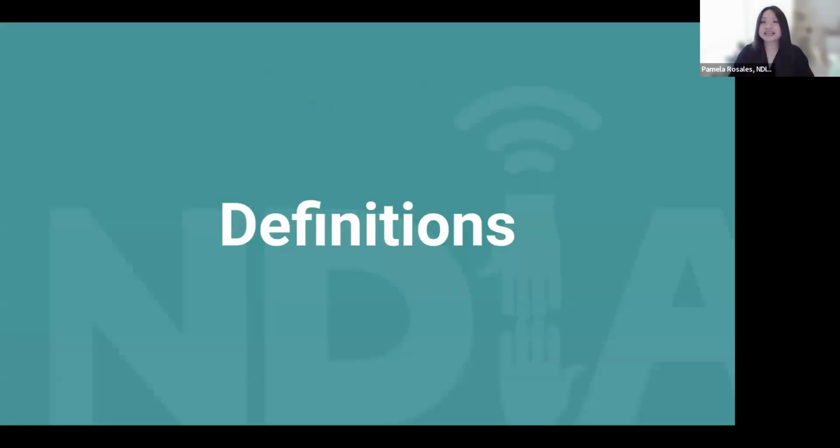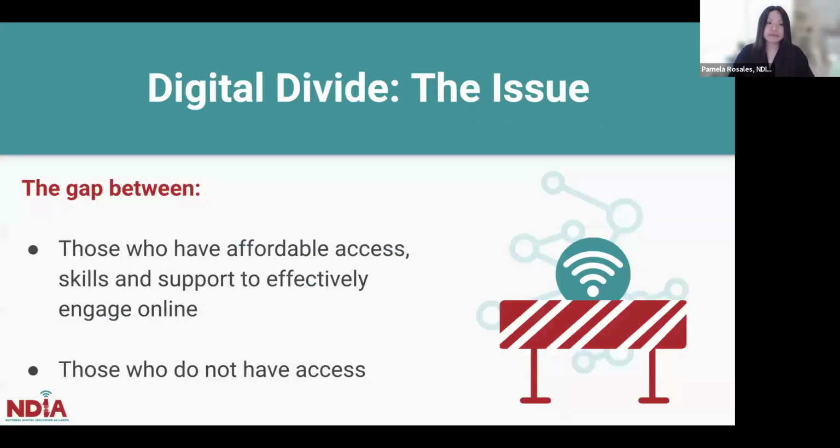All right, so let's get started into the definitions. Okay, so first we have the digital divide. It is the gap between those who have affordable access, skills, and support to effectively engage online and those who do not. So how does this show up, right?